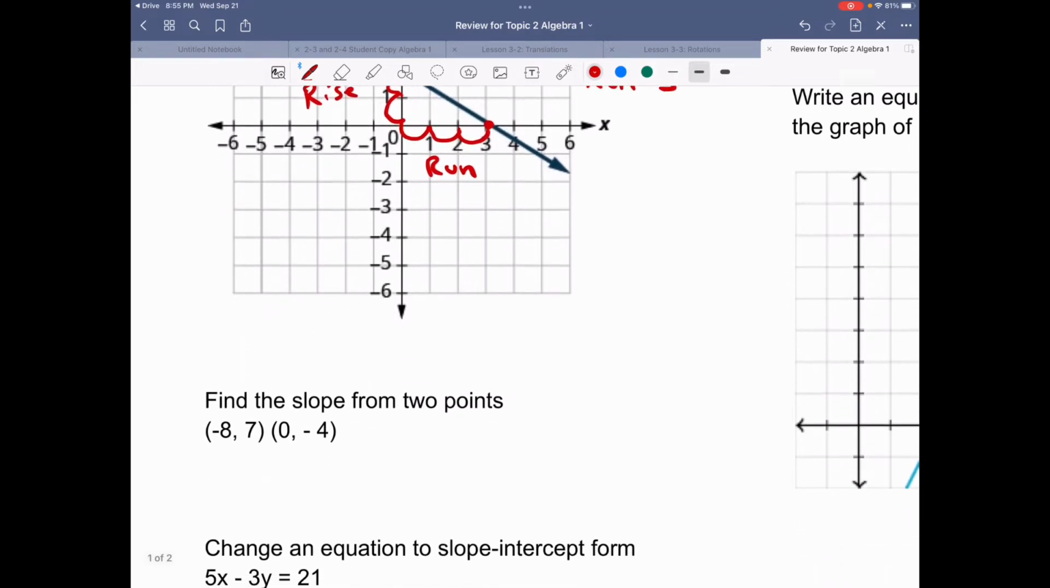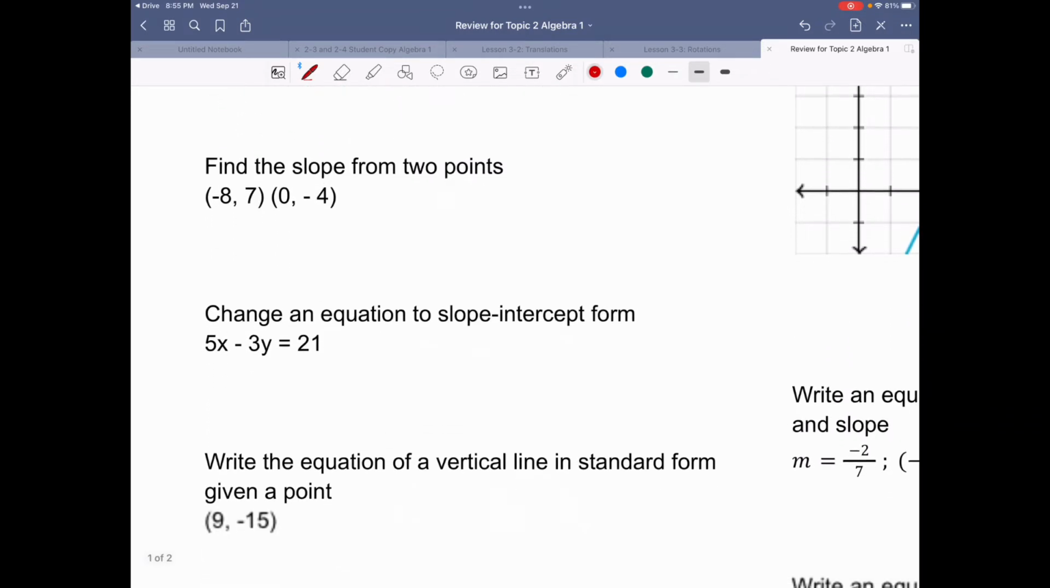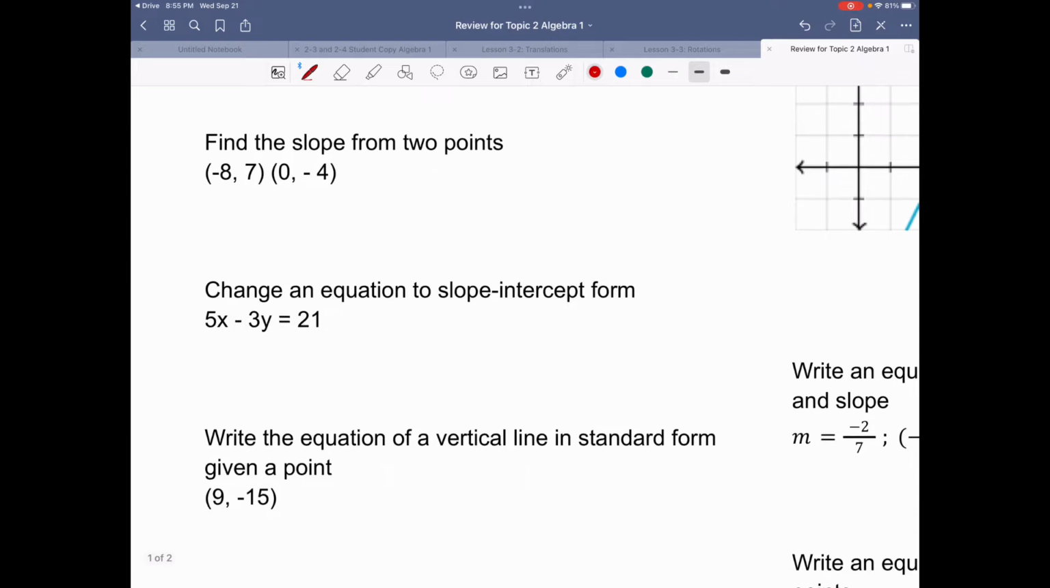For the next question, I am going to go fast so that we can get through this whole review. I'm not going to pause the video because I want you to take responsibility for going back and rewatching this video for any of the problems that you are unsure about. This example is finding the slope from 2 points.